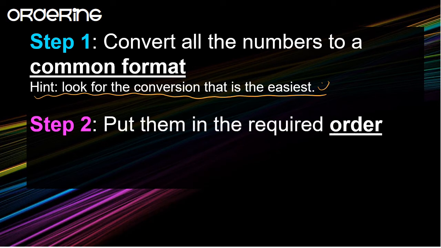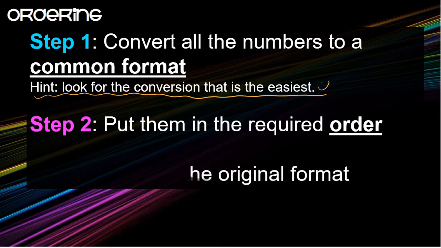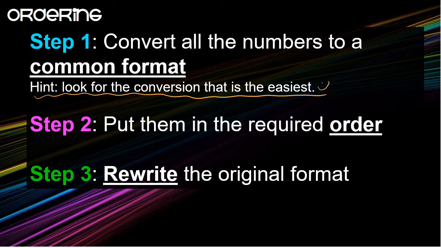In step number 2, you're going to put them in the required order. The question will ask you either least to greatest or greatest to least. My suggestion is that you would underline the order or highlight the order somehow in every problem. Otherwise, it's really easy to overlook what order they should be in. And in step number 3, you need to rewrite the fractions, decimals, and percents in the original format.